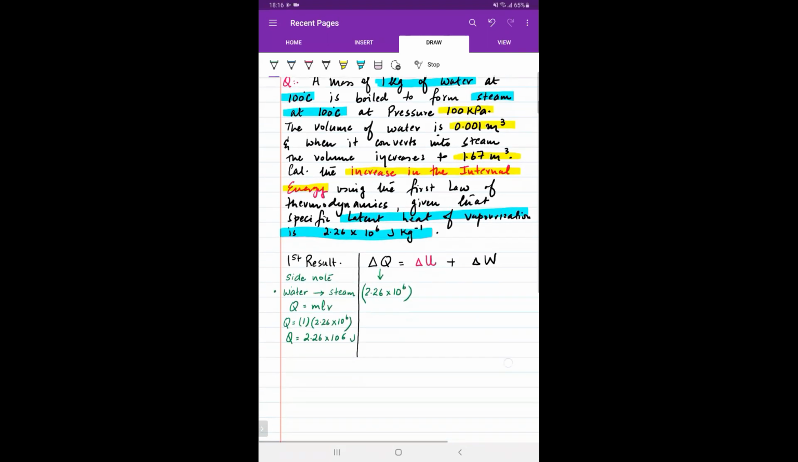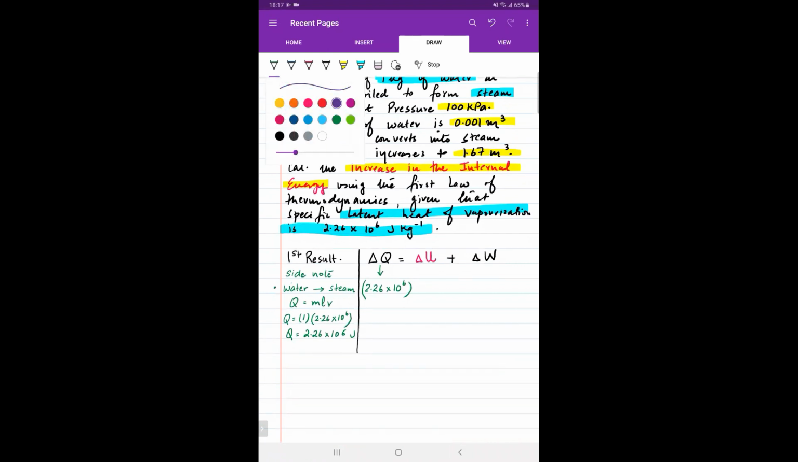Now, the second thing, let me show it in a separate color. Since work done is pressure times change in volume. So pressure is 100 kilopascals.